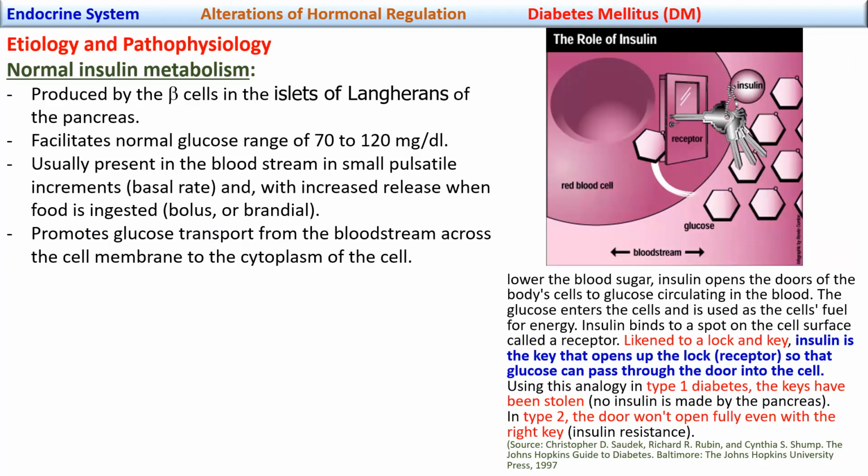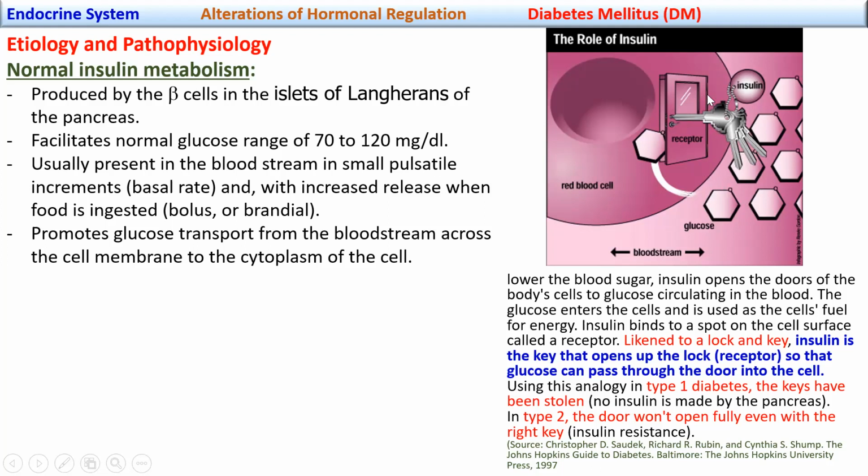Now this slide provides an analogy for the difference between diabetes type 1 and diabetes type 2. In diabetes type 1, remember that insulin is responsible for allowing the glucose molecule to enter the cell. So this is the receptor, the door, and with type 1 the key is lost. There is no key. In other words, the door is locked and the glucose molecules will stay outside because there is no insulin at all.